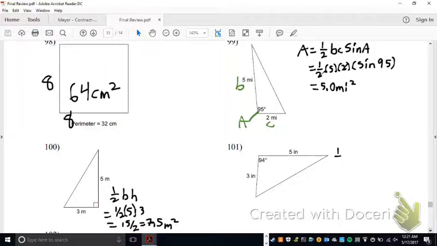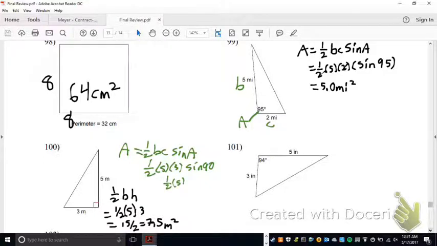Now notice this works because if you have a calculator out, hit the sine of 90. The sine of 90 is 1. So if I go the area using 1/2 BC sine A, I get 1/2 times 5, that's one side, times 3, that's the other side, times the sine of 90, that's the included angle. Well, the sine of 90 is 1, so that gives me 1/2 times 5 times 3. Hey, check it out. It's the same thing.